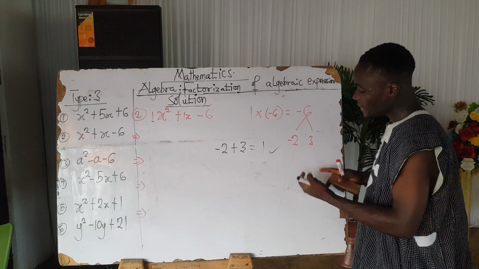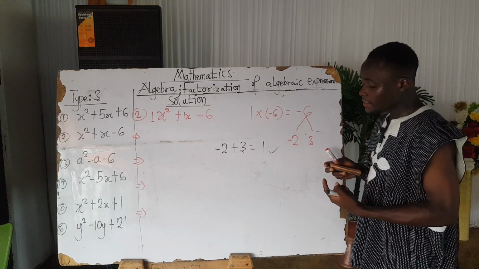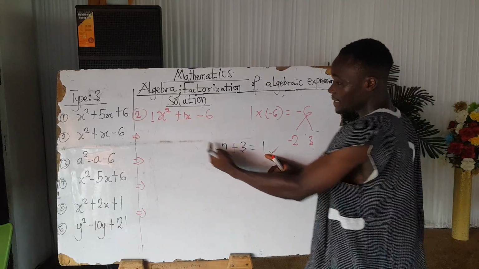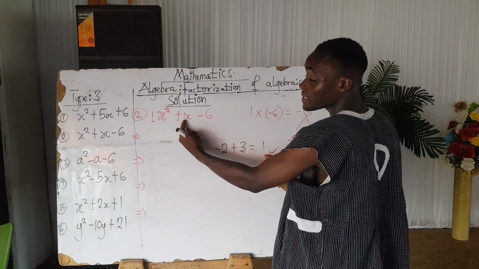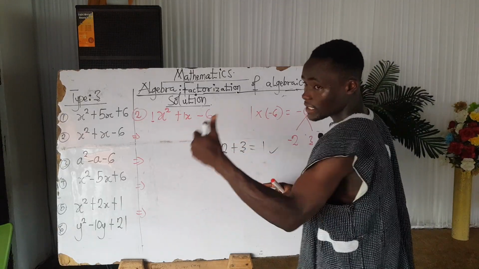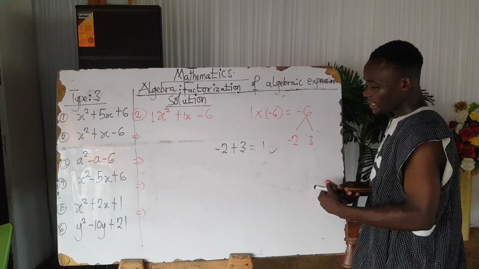So we said that the factors of this negative 6 should be such that when we add them, we should get the coefficient of the x here. Are you following? We should get 1, you see here is 1, so here is 1. Then it means that it is clear. So now that we are done with it like that, let's confirm it and see.